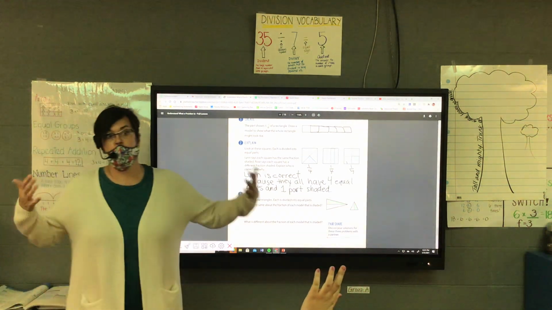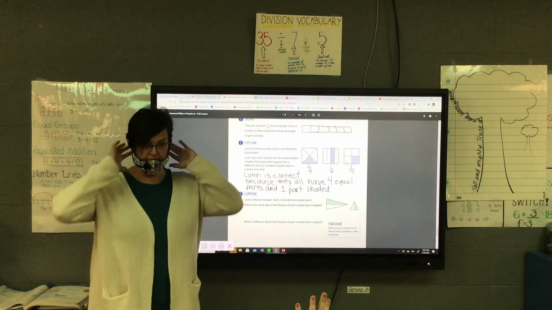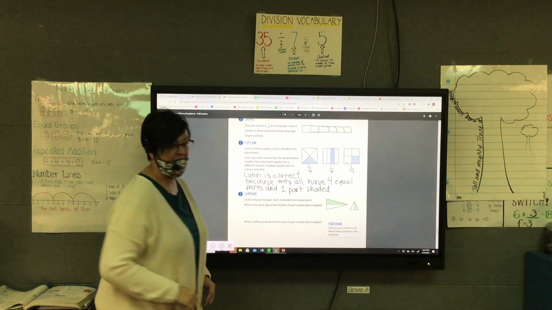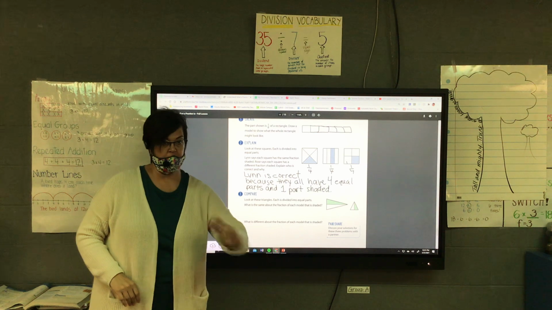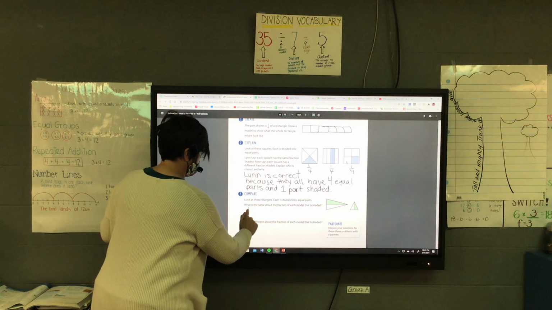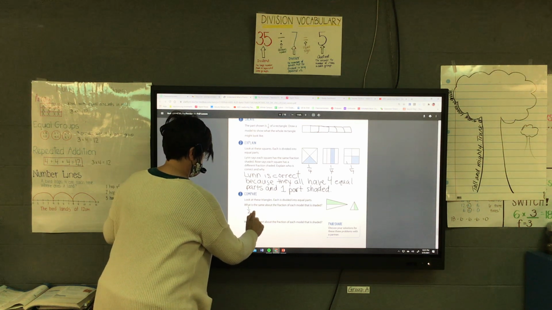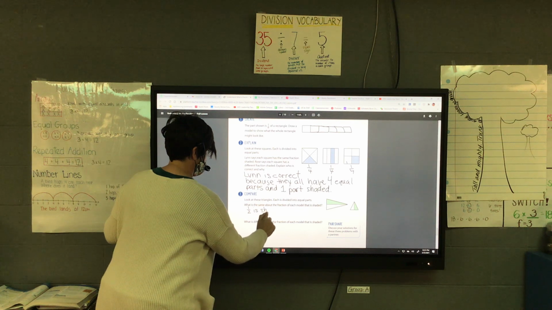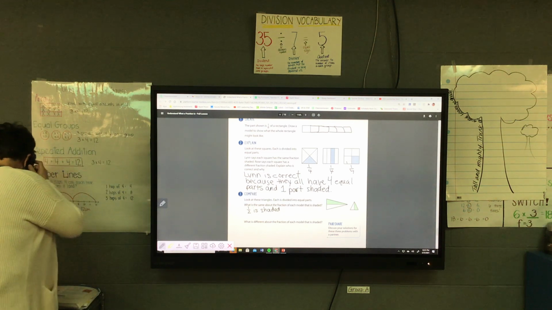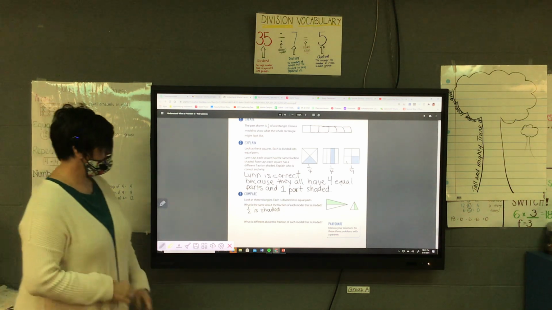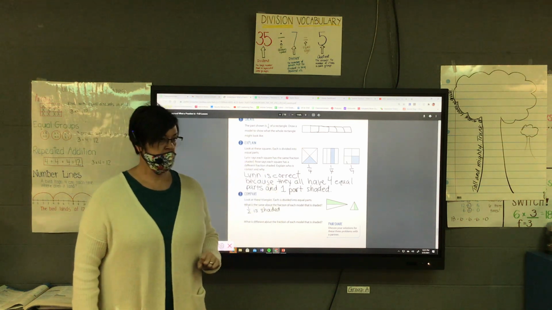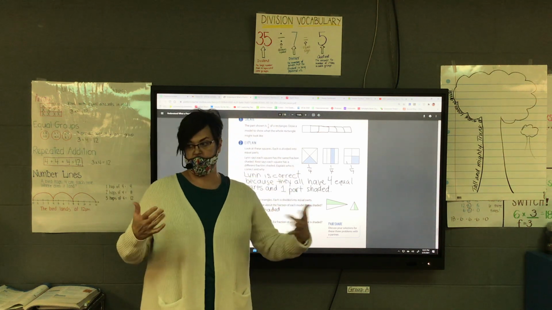What would the fraction be for both of them? Tell me out loud right now. 1/2. Yeah. One of the 2 parts is shaded, right? 1/2 is shaded. So let's jot that down. 1/2 is shaded. So that just means they both have 2 equal parts and 1 part is shaded.